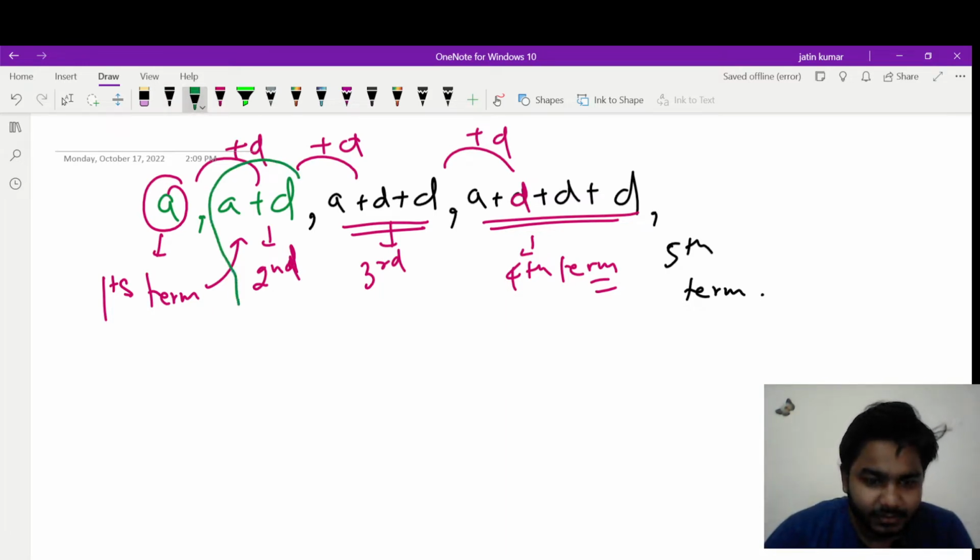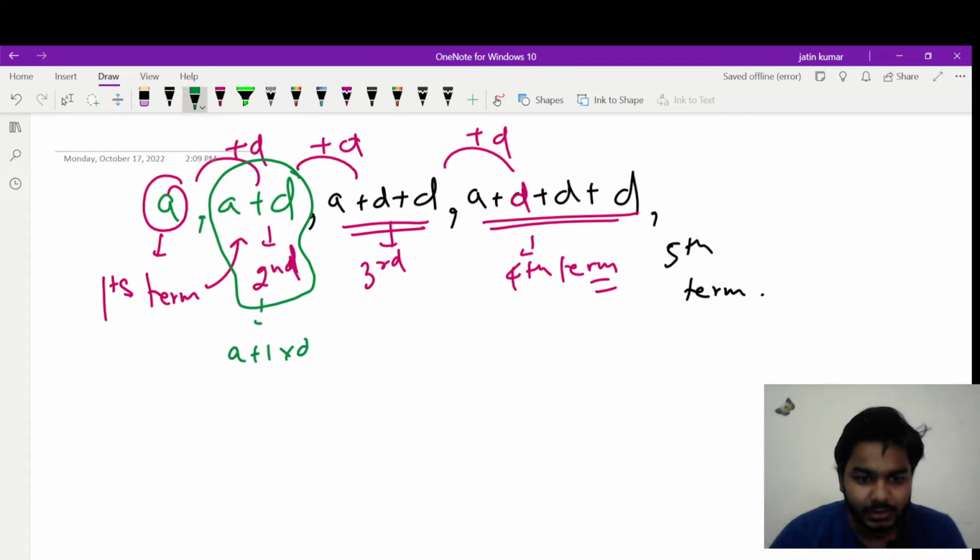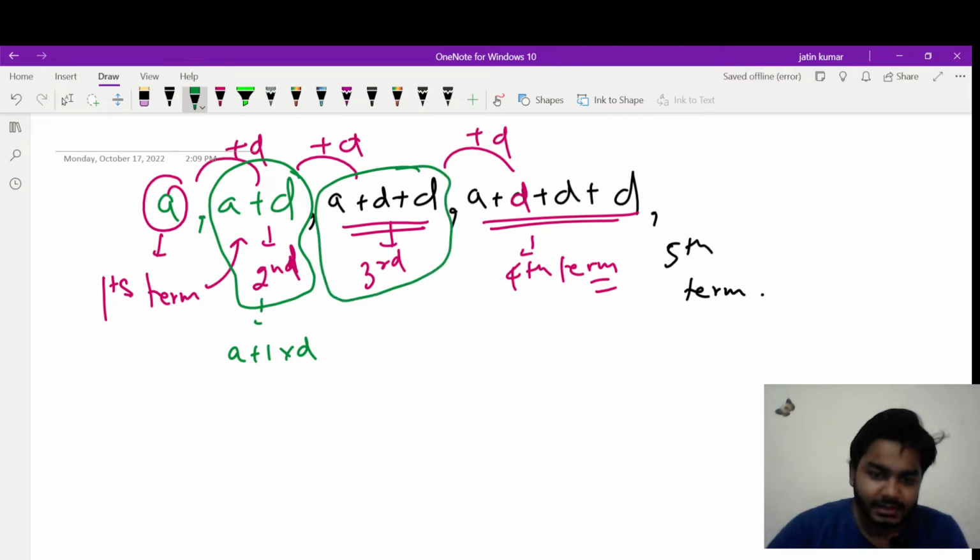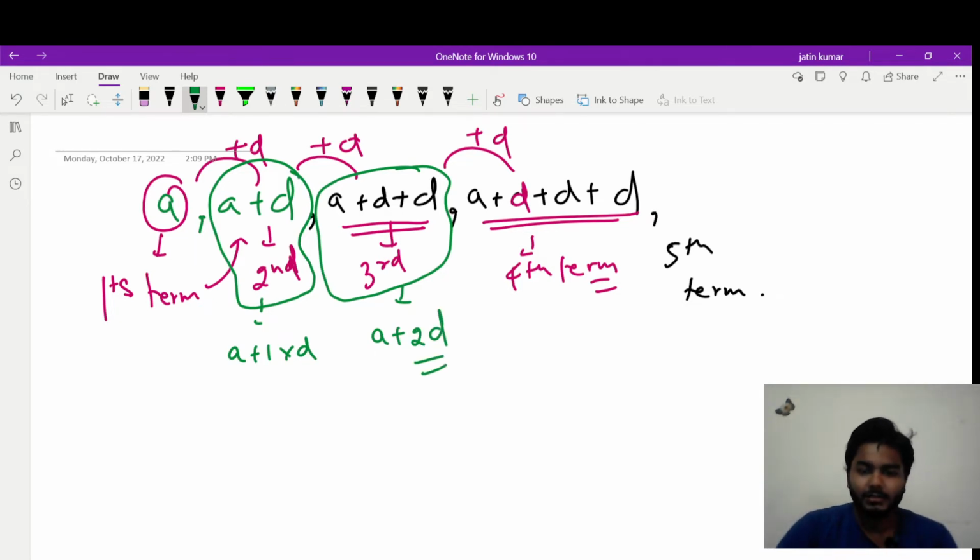A plus d is the second term, but the coefficient of d is 1 less than the actual term. It is the second term, but the coefficient of d is 1. So, a plus 1 into d. And similarly here, it is the third term, a plus 2d. It is the third term, but the coefficient of d is 2.